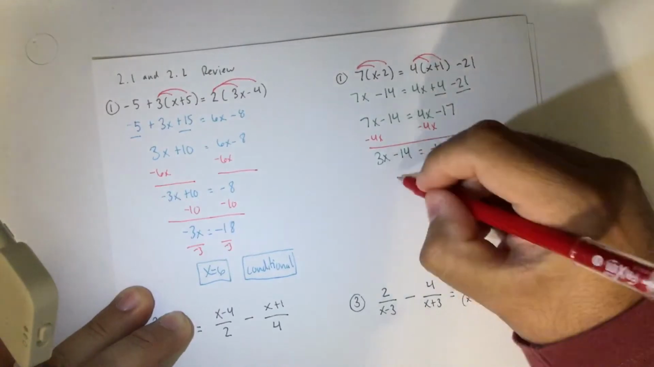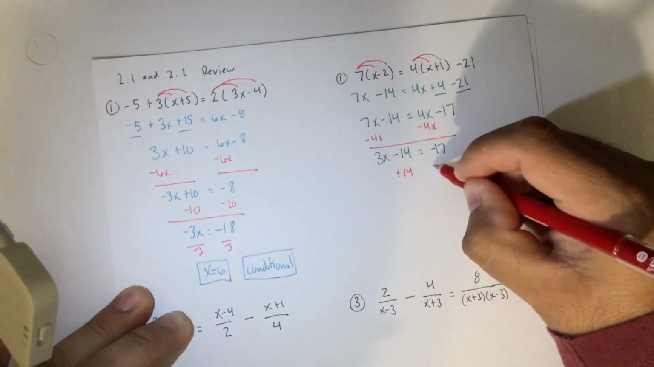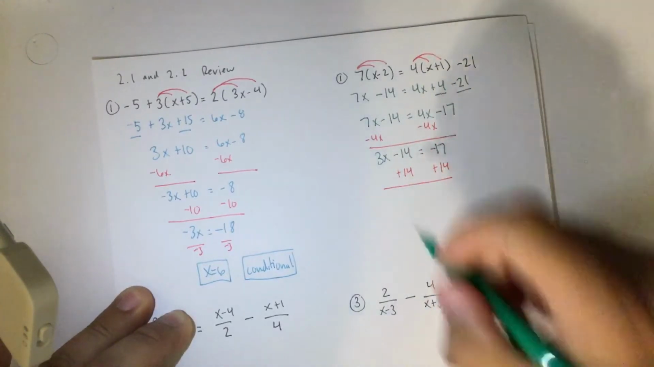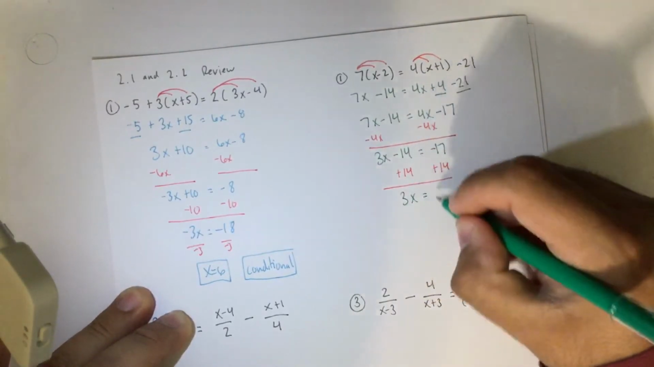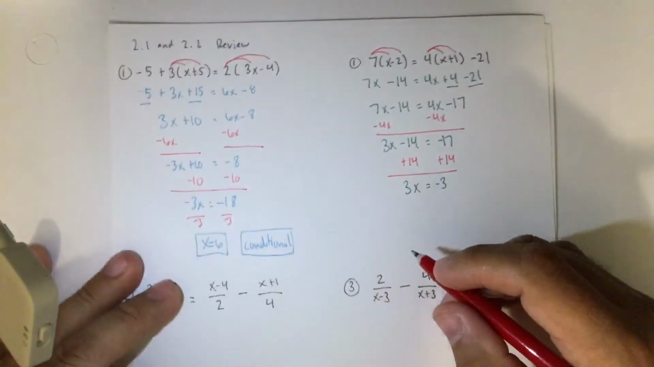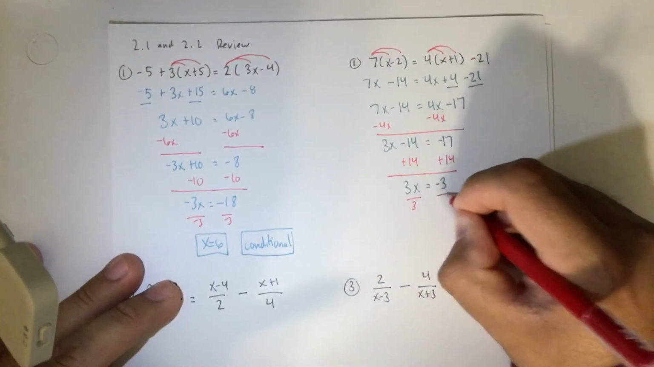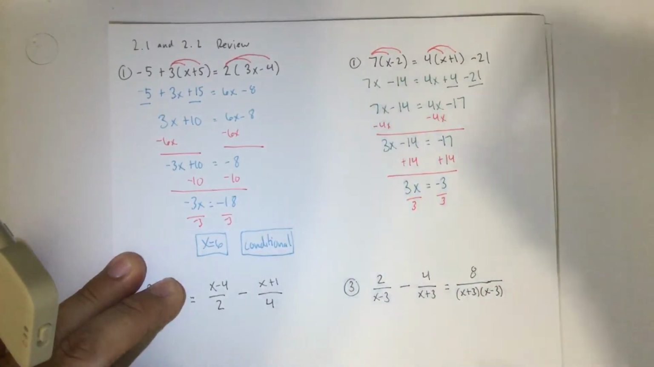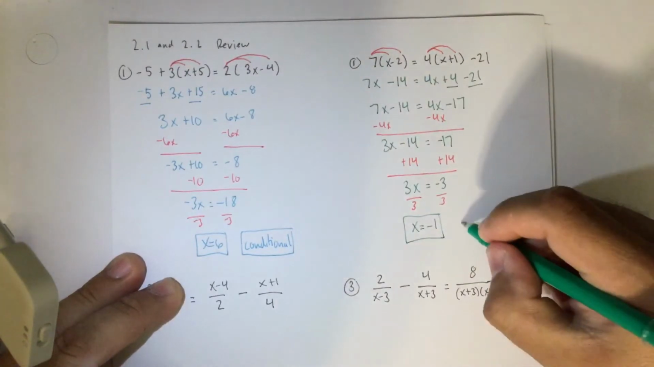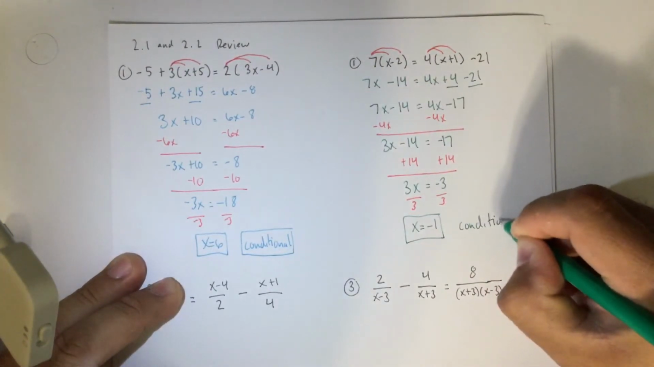To isolate 3x, we're going to add 14. So we're moving the constants to the right side. So we come up with 3x is equal to negative 3. Divide both sides by 3. And when we divide by 3, we come up with x is equal to negative 1. Again, that's one solution, so that's going to be called conditional.